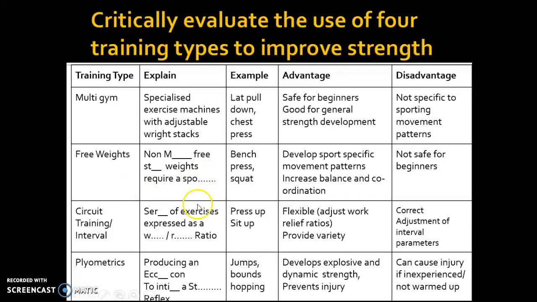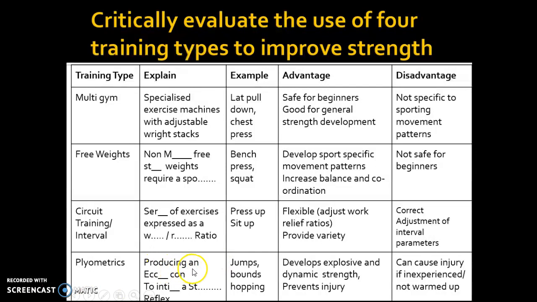Circuit training, interval training, series of exercises expressed as work relief ratio. So circuit training, for example, you have a work period time, so you might work for 30 seconds, you might have 30 seconds rest while your partner goes. Yep, so you do things like press-ups and sit-ups. It's flexible, so it adjusts work relief ratio, so you can work depending on which type of strength you're working on. Then it provides variety. Disadvantage, you must have correct adjustment of interval parameters, so your work rest ratios, etc.